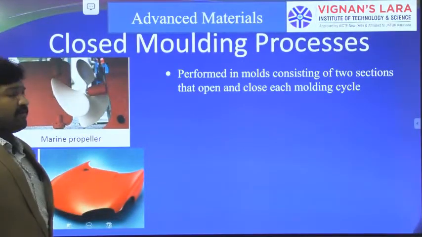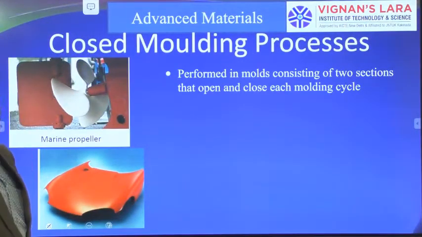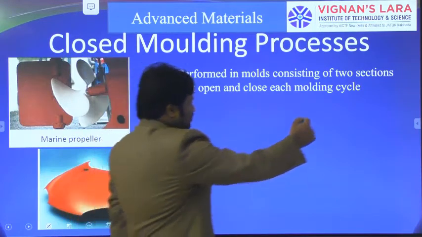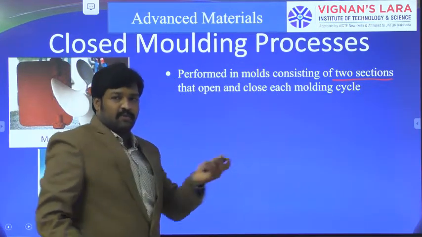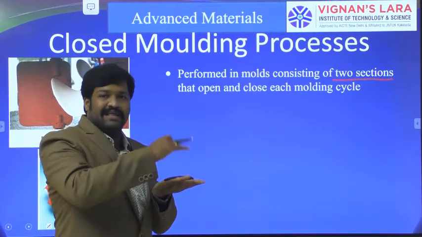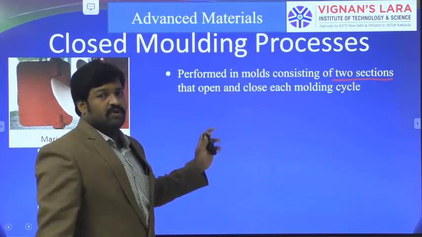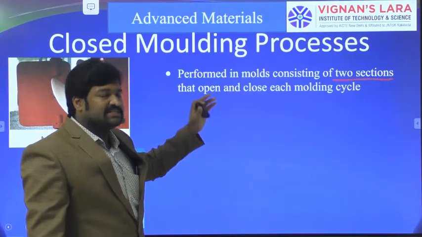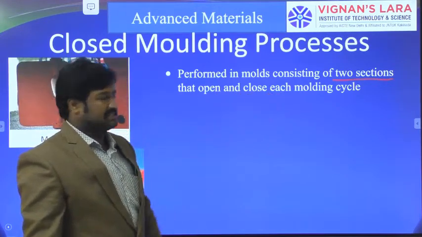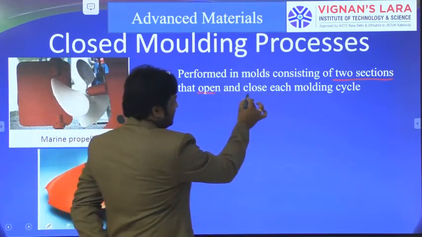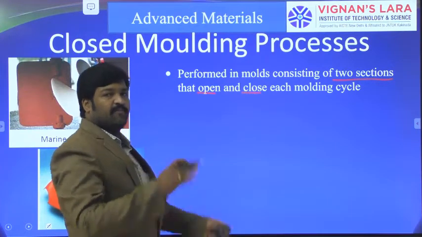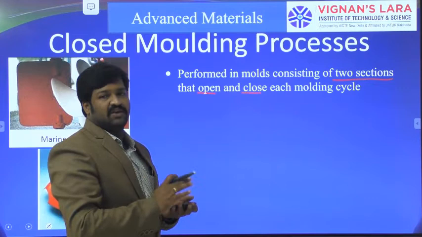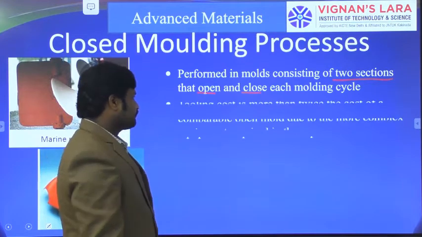It is performed in molds consisting of two sections. Till now we used only one section, that is only one die. On the bottom we are using the die, and on top of that we are adding layers. Now if we want surface finish on both sides, we need to use two sections, one bottom die and the other top die. By opening and closing the dies, we are getting the components.